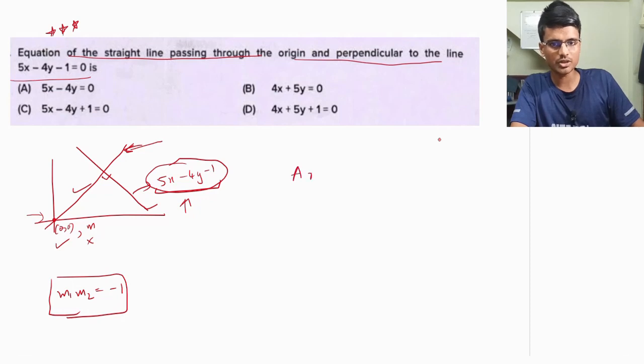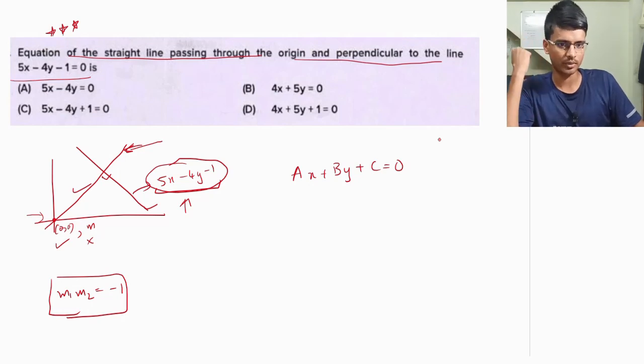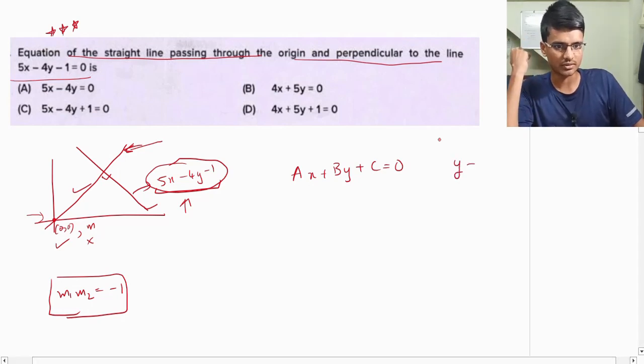So given the equation of line ax plus by plus c equal to 0, any equation, how to find the slope? Okay, we have the standard equation, y equal to mx plus c. This is my standard equation.